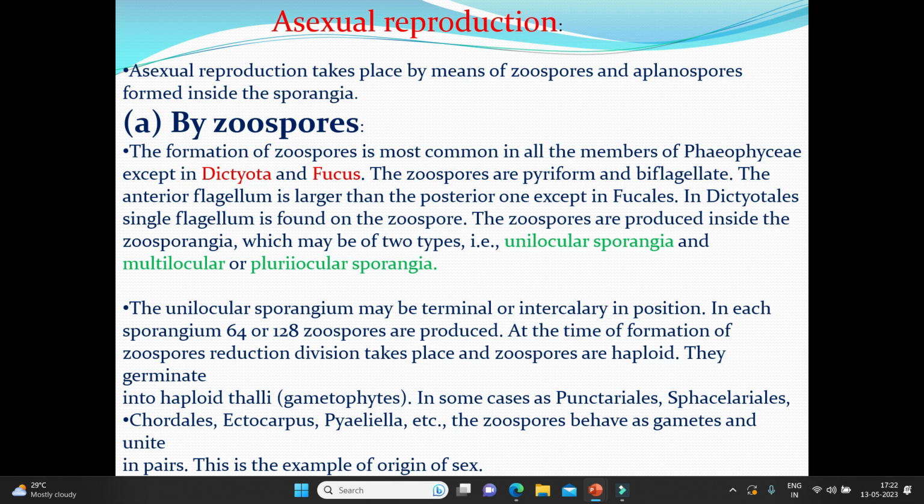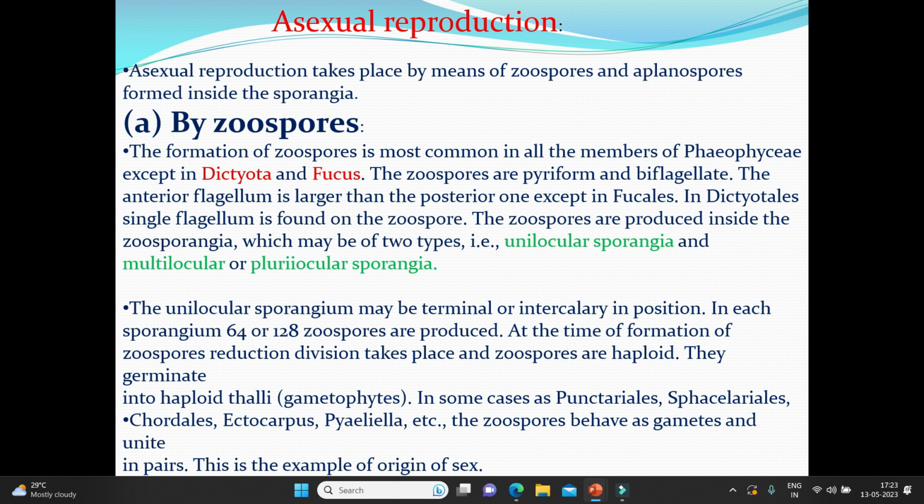The zoospores are pear-shaped and biflagellate. The anterior flagellum is larger than the posterior one. The zoospores are produced inside the zoosporangia, which may be of two types: unilocular sporangia and plurilocular sporangia. The unilocular sporangia may be terminal or intercalary in position. In each sporangium, 64 to 128 zoospores are produced. At the time of formation of zoospores, reduction division takes place, and the zoospores are haploid and germinate into haploid thalli.